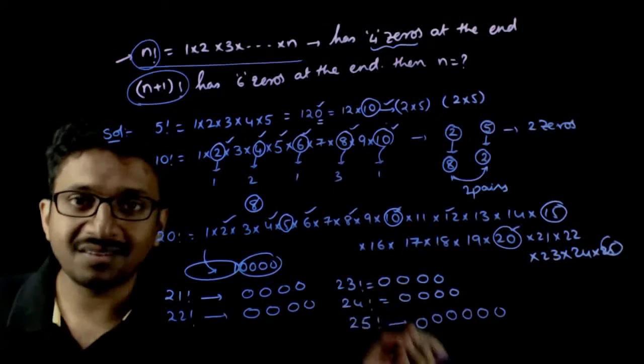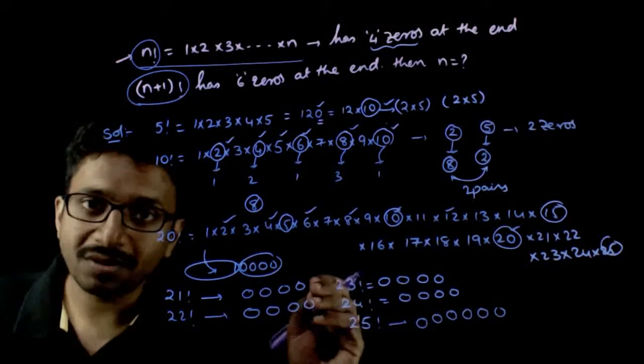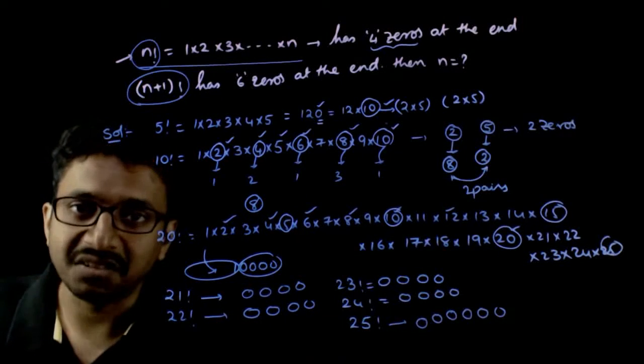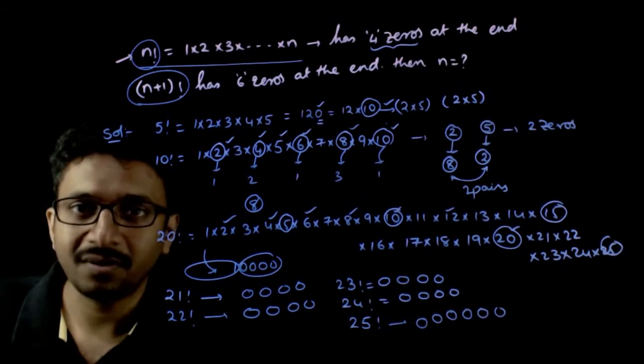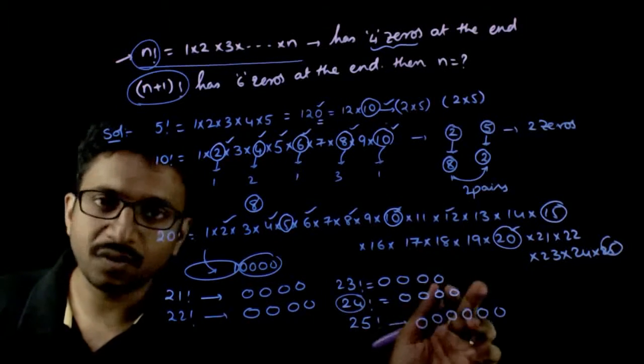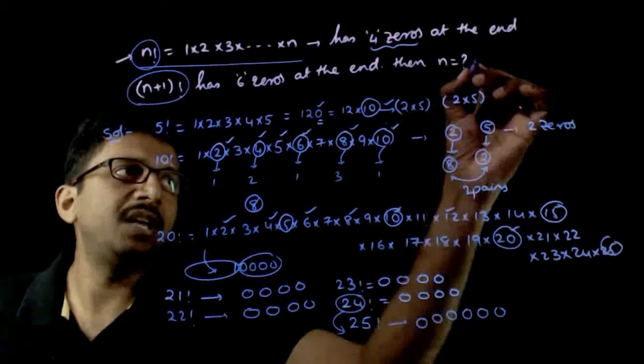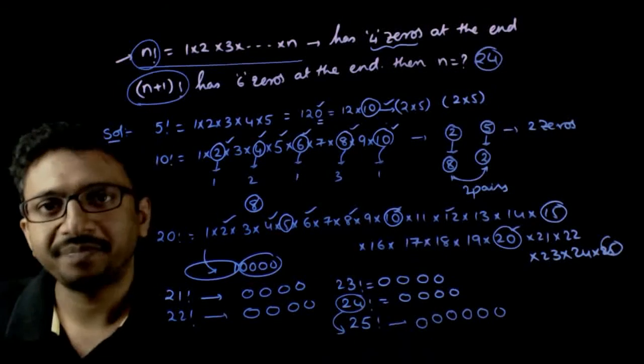So can you relate it to the problem given? n factorial has 4 zeros, the next number factorial has 6 zeros. So what should be the number? The number has to be 24. Can you see this? 24 factorial has 4 zeros, the next number has 6 zeros. So n has to be equal to 24. Thank you.